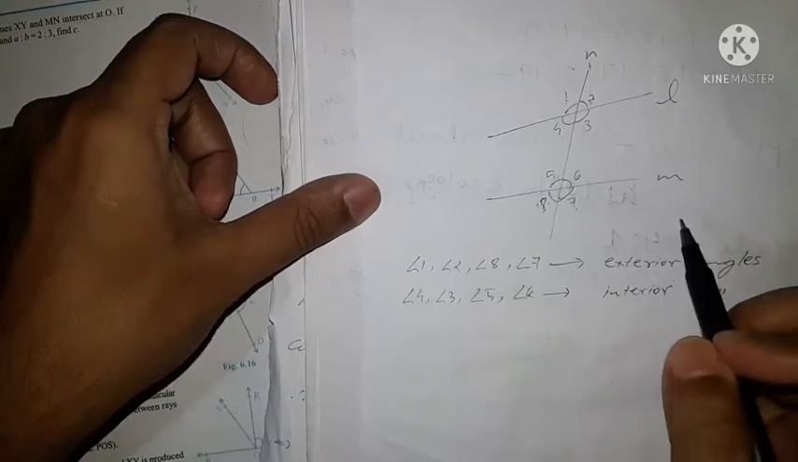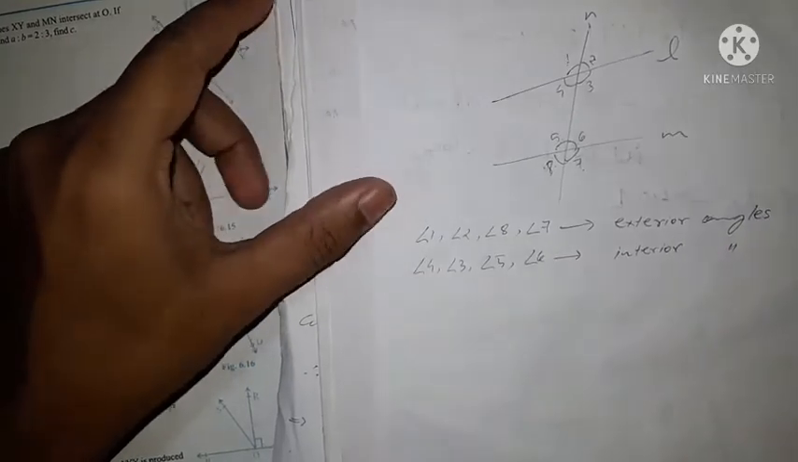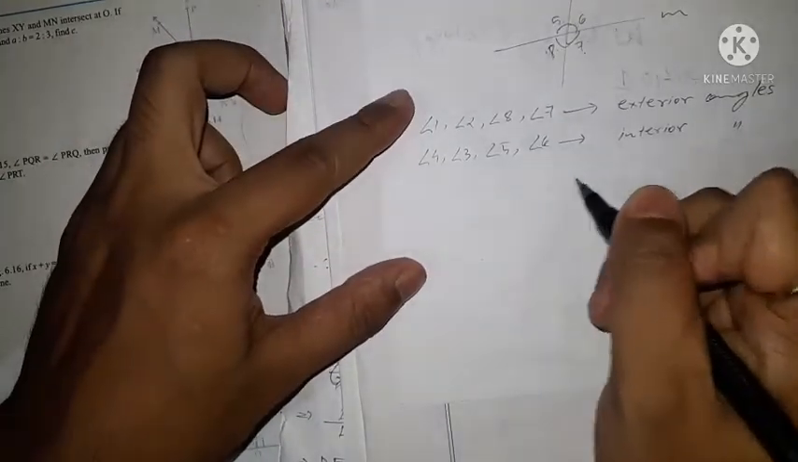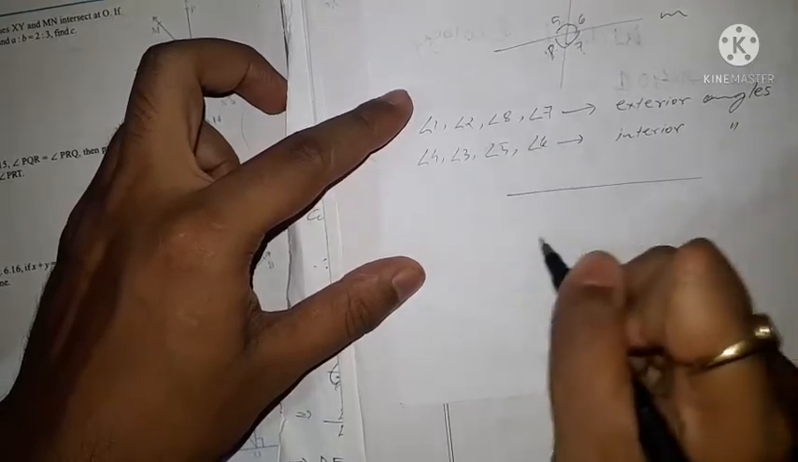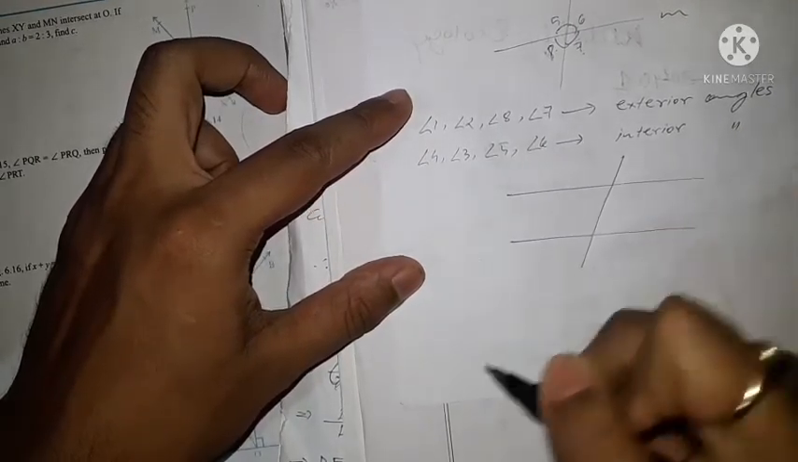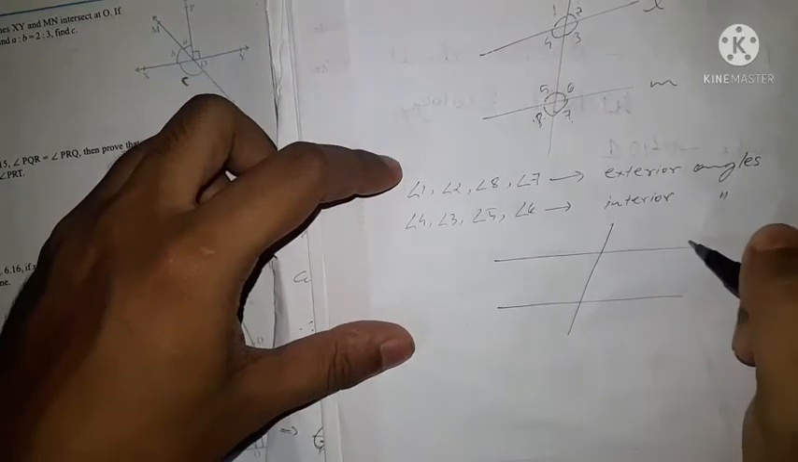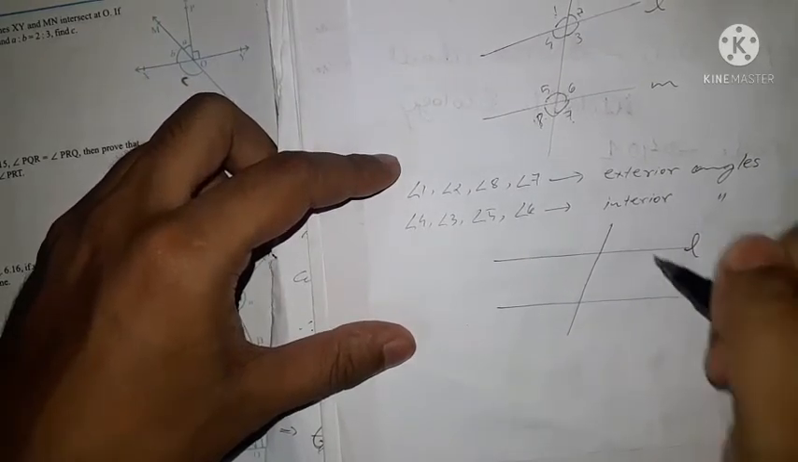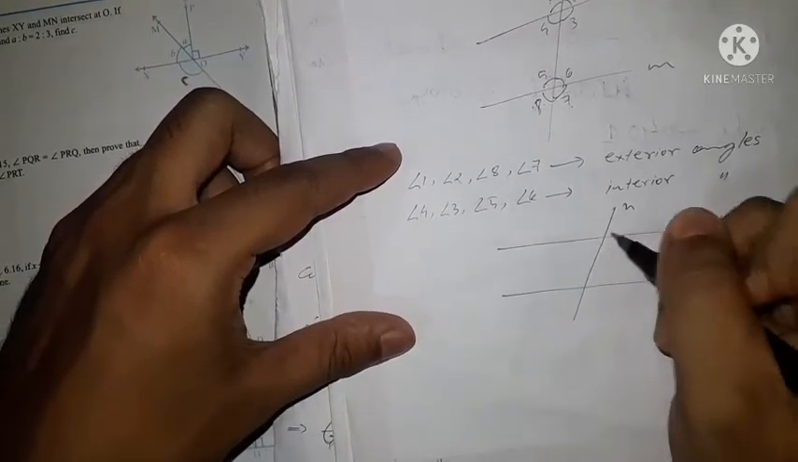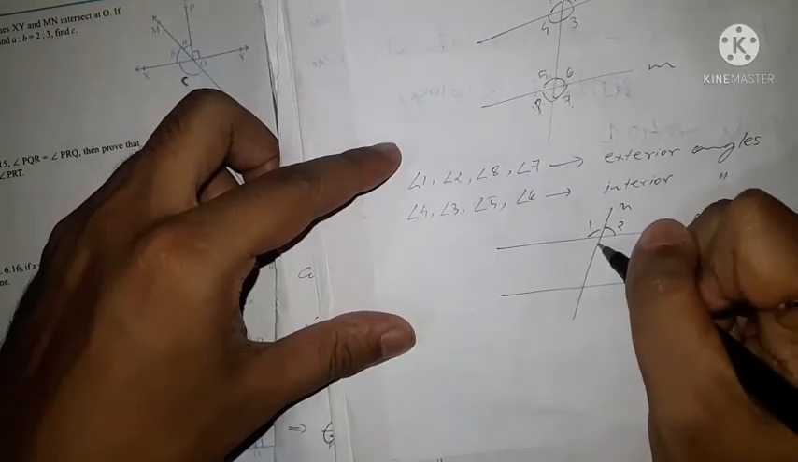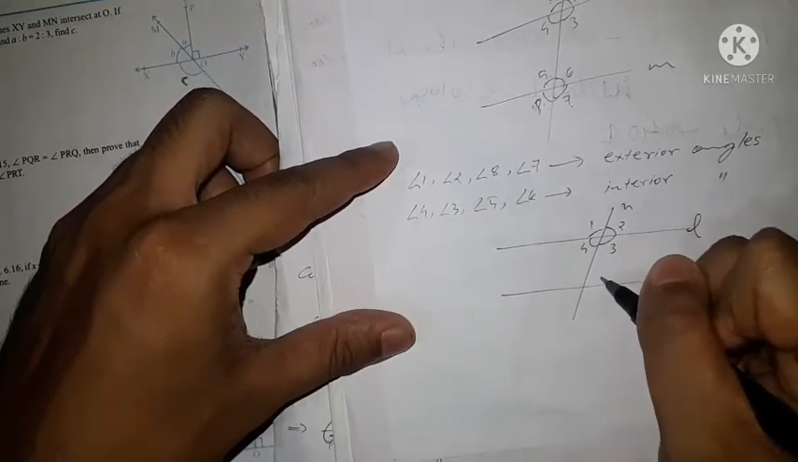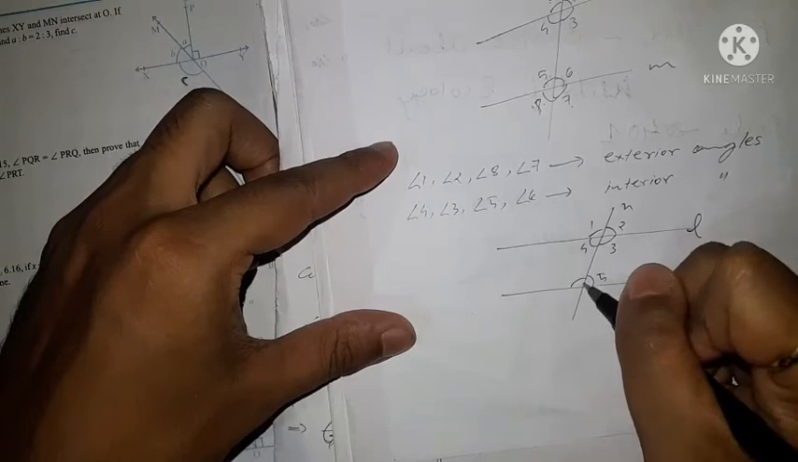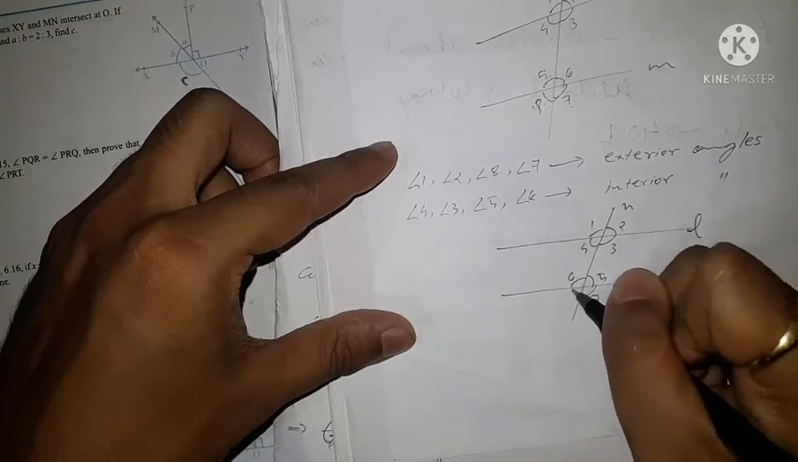Now suppose the lines are parallel, then it will be in this manner. These are two parallel lines, that is lines L and M are parallel, and this N is the transversal. This is angle 1, angle 2, angle 3, angle 4, angle 5, angle 6, angle 7 and angle 8.